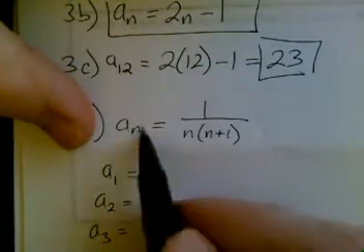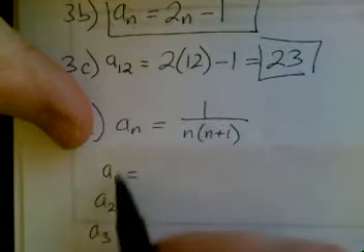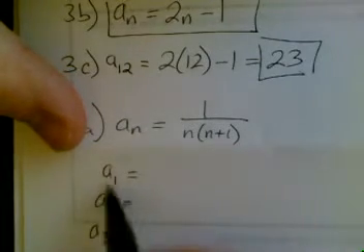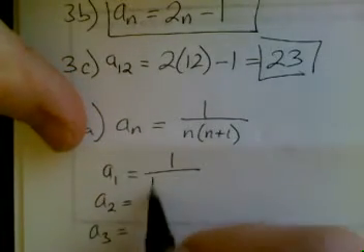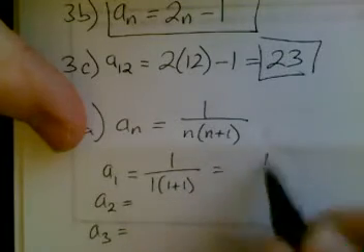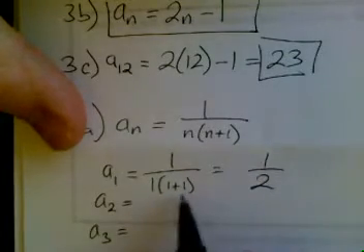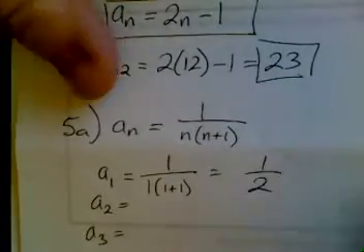Well, what happens when I plug in 1 for n? Again, that's all I'm doing. I'm replacing the n that's here with this number here, 1. So I have 1 divided by 1 times 1 plus 1. That's going to be 1 over 2. This is 2, and then 2 times 1 is 2. So 1/2 is the first term of the sequence.